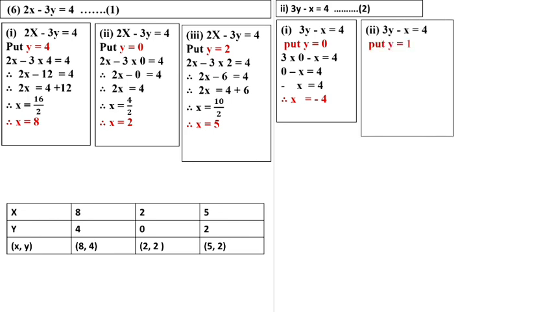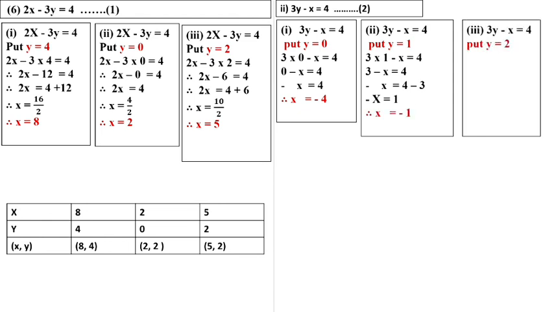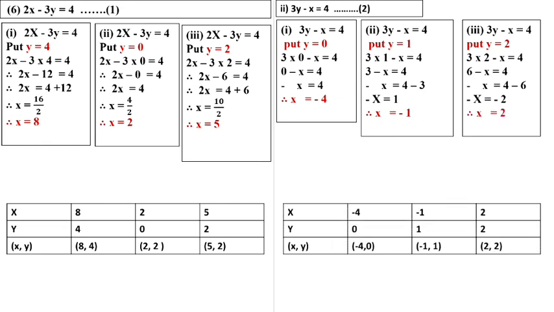Same way we have done the second one. Here we are going to take the y value equal to 1. So here we get the x value as minus 1. For the third one we have taken the y value as 2. While substituting the y value 2, we get x equal to 2. Fill all the coordinates in the boxes to draw the graph.